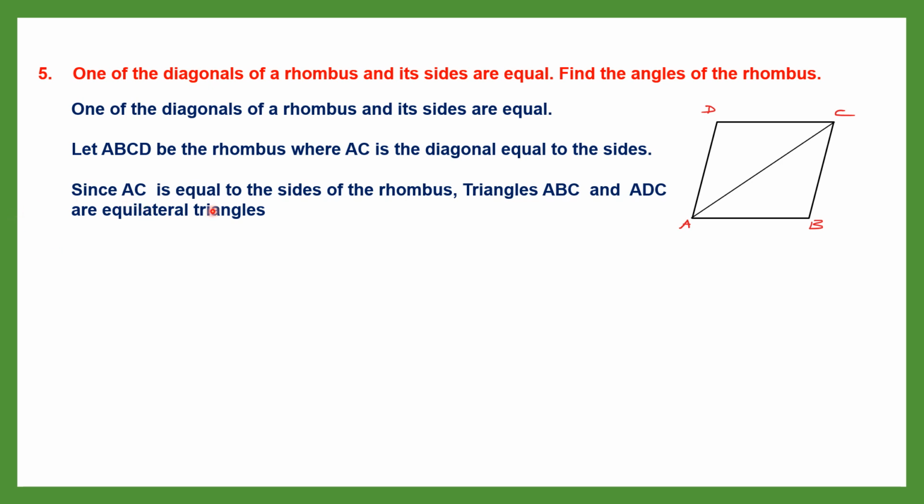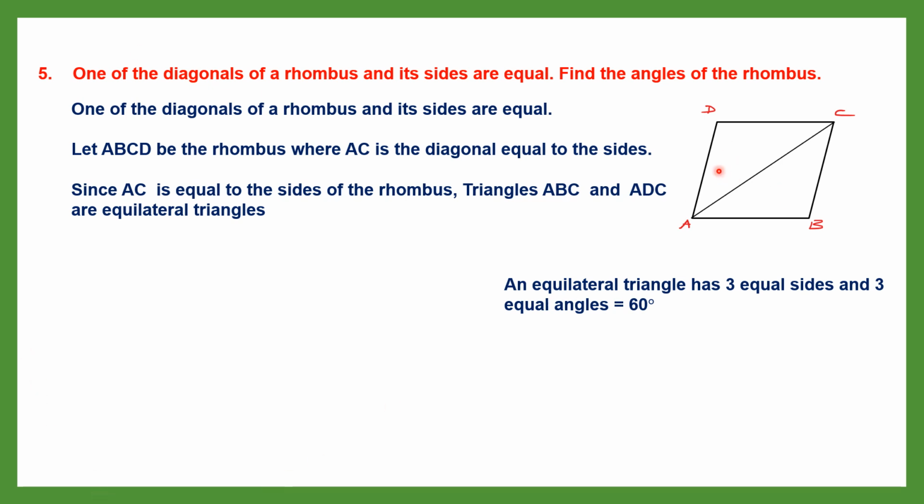Now, since AC is equal to the sides of the rhombus, we have two triangles formed here, isn't it? One is ABC, this is one triangle, then ADC, this is the other triangle. They will be two equilateral triangles. And what are equilateral triangles? Equilateral triangles are triangles which have three equal sides and three equal angles. So these three sides are equal, these three sides are equal. So we have two equilateral triangles here.